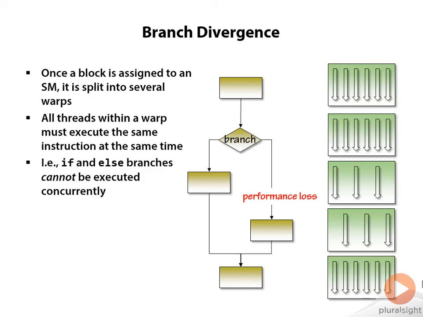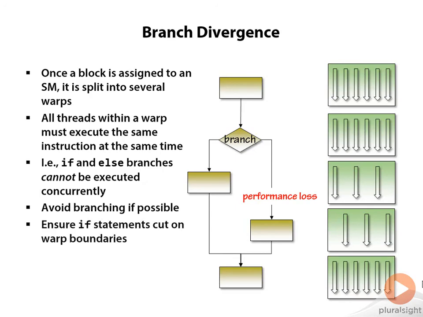Unfortunately, there isn't much that we can do about it. The most obvious is to simply avoid branching if possible. And of course, this isn't always realistic. So if you do need to have branches, you can try ensuring that if statements, or indeed any kind of branching structures, generally get cut on warp boundaries. Essentially, you can find out from CUDA what the warp size is and then put in conditional statements so that the if cases would fall on one side of the warp, shall we say, and the else cases would fall on the other side.